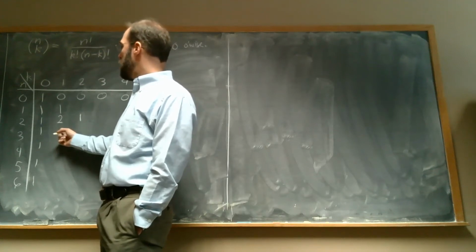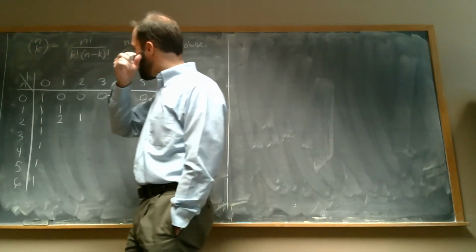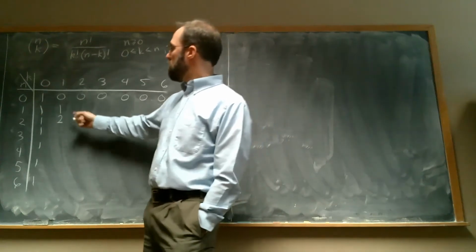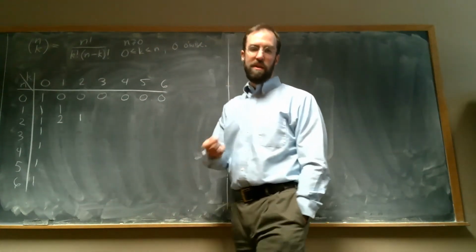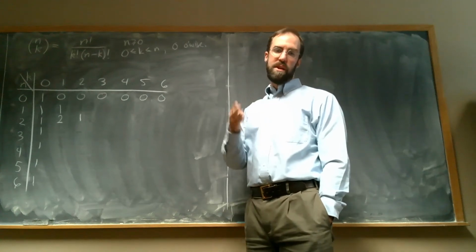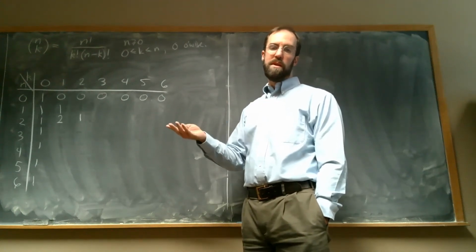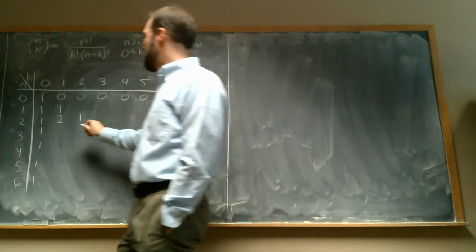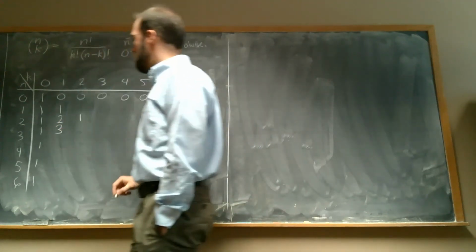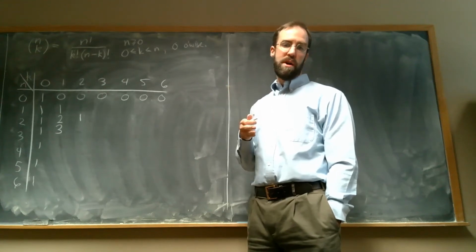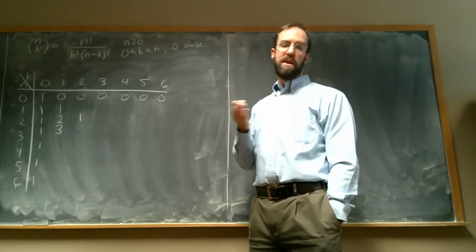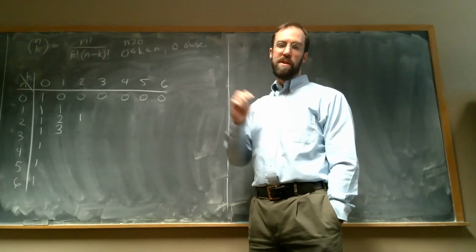Let's see. When n is 3, another thing we can see is that when I'm picking one thing out of 3, I can choose the first thing, or I can choose the second thing, or I can choose the third thing. I have 3 ways to do that. In general, combinatorially, it seems that if I do n choose 1, I should always get n. There should be n ways I can choose any one of the n things.